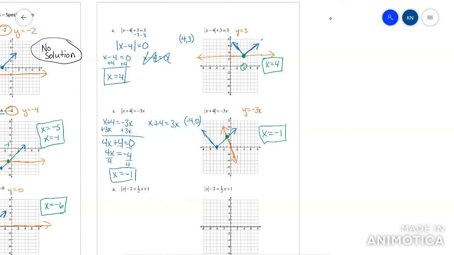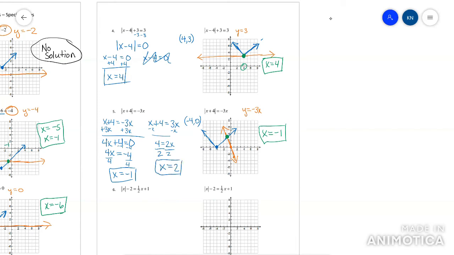Then do it again over here. Get all your x's on one side, numbers on the other. So this one I would minus x. So now you get 4 equals 2x. Then divide. This one I would get x equals 2.